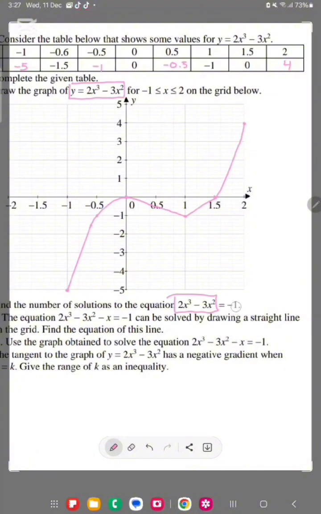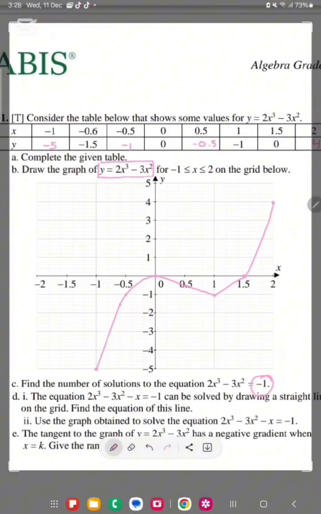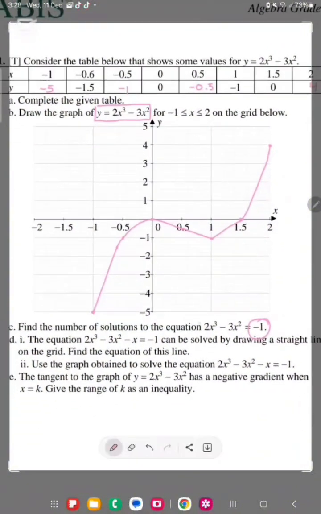But they told you 2x cubed minus 3x squared equal to negative 1. Look here, they told you that y is equal to this equation. So this equation is equal to y, right? So it's basically y. Okay, so this equation is y. They're telling you, now name it y. Y is equal to negative 1. So that's basically y is equal to negative 1. So draw y is equal to negative 1.